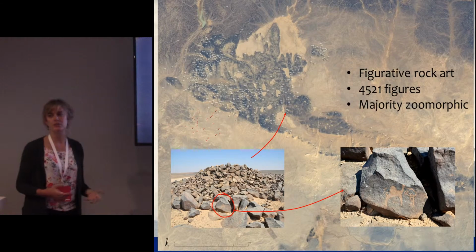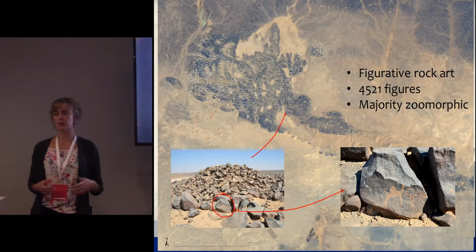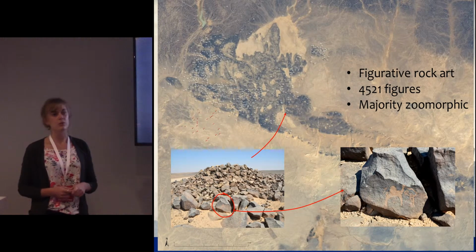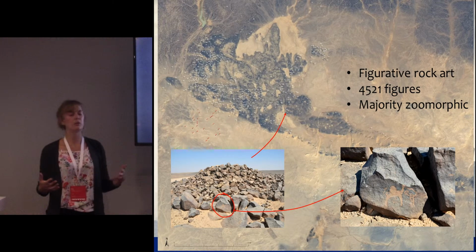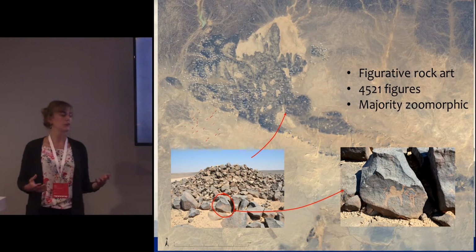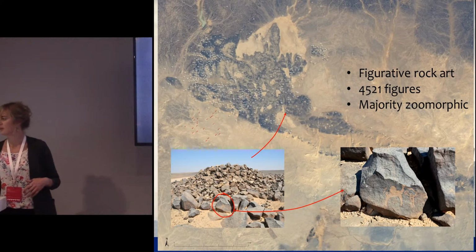The rock art is figurative in nature. There are some geometric figures, but in general, about three quarters of all the figures are zoomorphic. Anthropomorphs make up a very small portion, and dromedary camels make up a third. So they are a big part of the corpus that I have. But we also have a lot of wild animals, especially depicted in hunting scenes, which I'll tell you about.